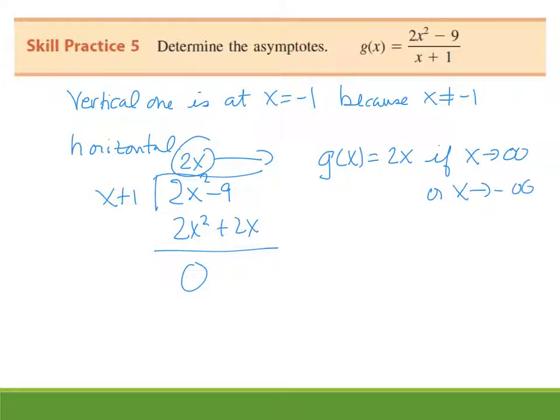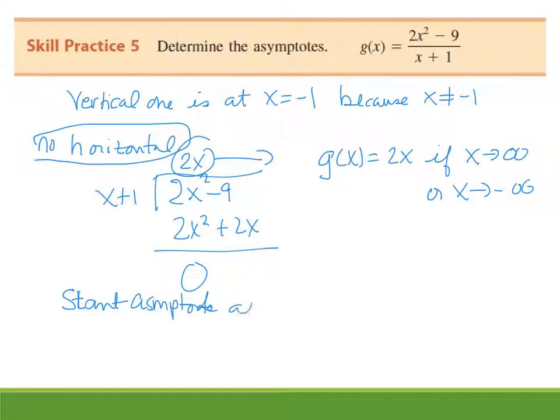So in this case, we don't have any horizontal. No horizontal, right? We have what? We have a slant asymptote at g of x approaching x.